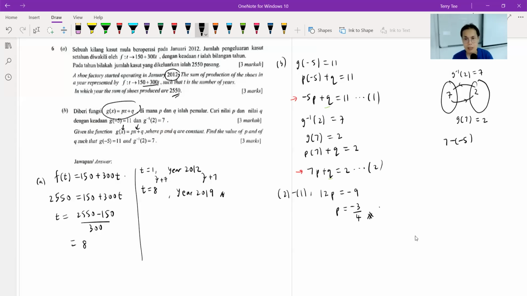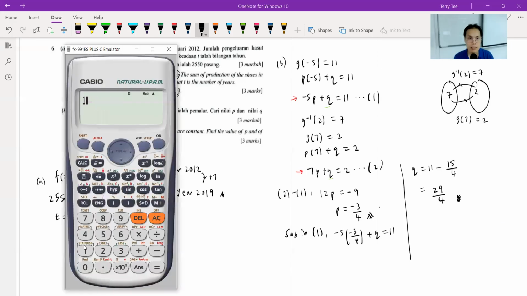So take this p value and we sub inside any equation, maybe I put equation 1. My p is -3 over 4, times -5, plus q, the result is 11. Just bring it over. This q is 11 plus... remember, this is 15 over 4, positive. You bring it over, becomes negative, -15 over 4. So this is actually 44 minus 15, which is 29. And you're left with 29 over 4. Denominator is 4. You can use your calculator if you're not sure. You can just type in 11 minus 15 over 4. There you go, 29 over 4.